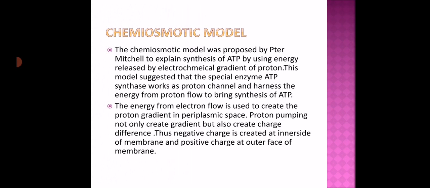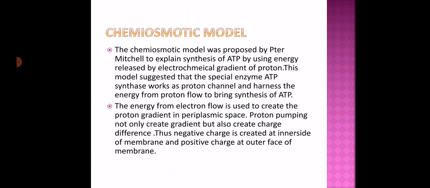Gradient of protons means that at one side of the cell membrane, the concentration of protons is high, and on the other side of the membrane, the concentration of protons is low. So whenever there is a high concentration and a low concentration across the cell membrane, this will create a gradient. Gradient means high concentration of protons at one side of the membrane and low concentration at the other side of the membrane. So this is known as a concentration gradient.